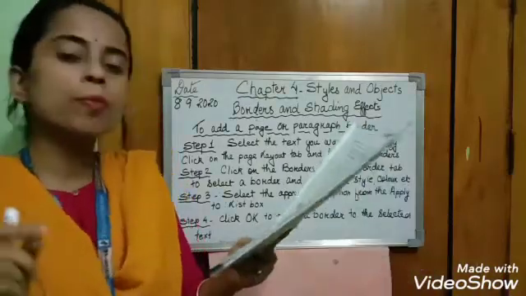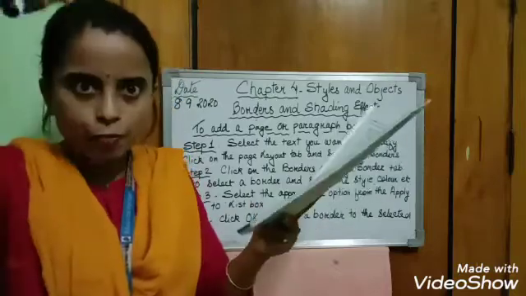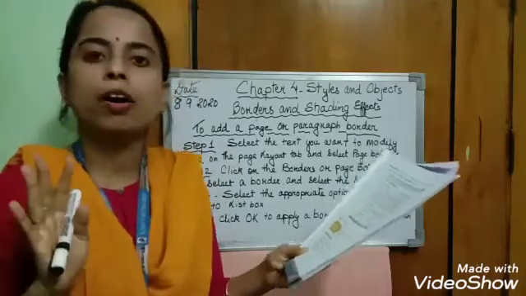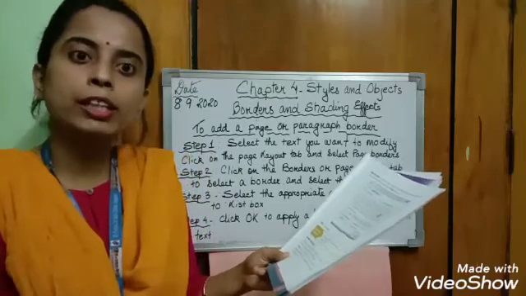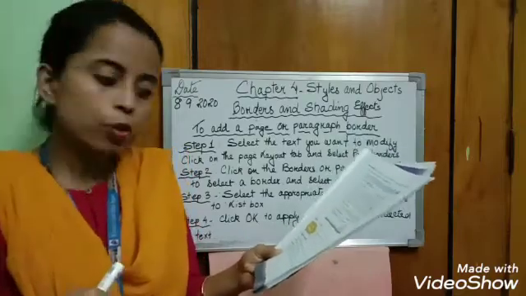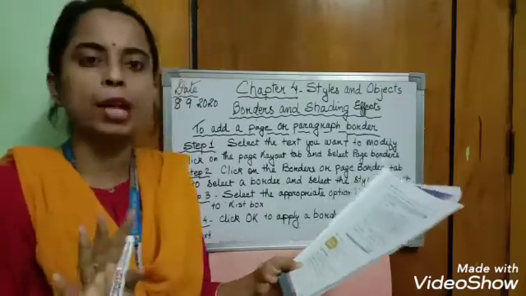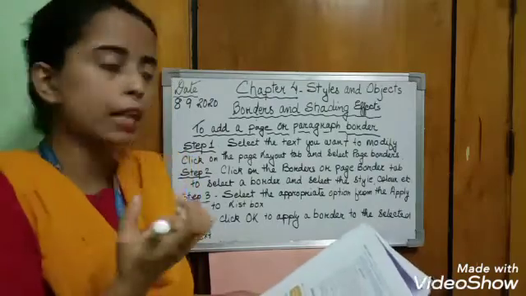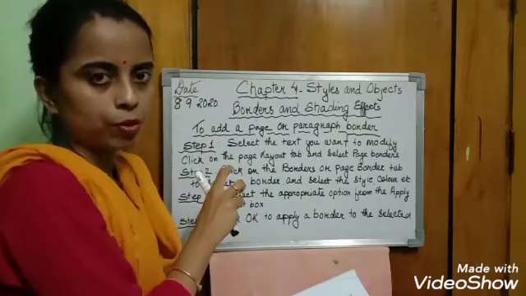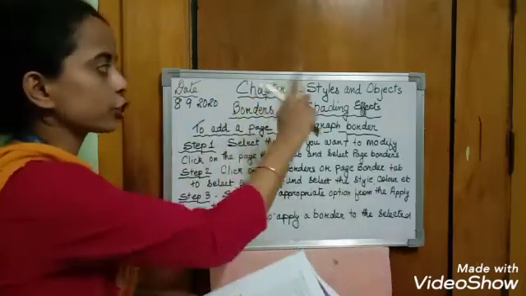Right, children? So a border is a line that is added above, below, to the side of, or around words or paragraphs. So border is what? Border is a line that is added. Where is it added? It is added above, below, to the side of, or around words or paragraphs. So how are we going to apply that border effect in our MS Word document? Next is shading.